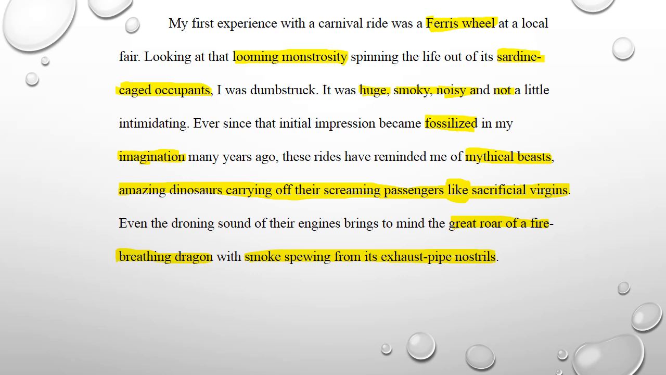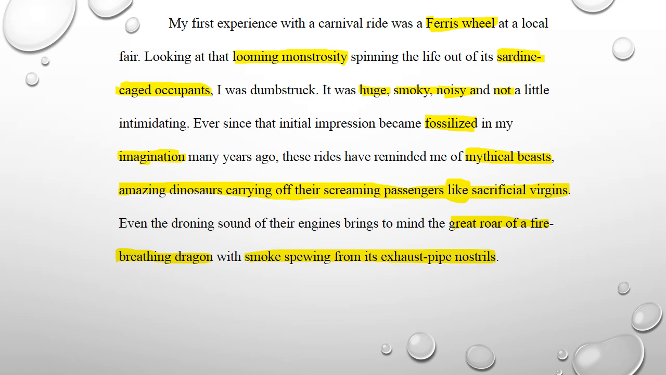So, I mean, here you have this monstrosity, and he further describes it to you by saying it was huge, smoky, noisy, right, and intimidating. Ever since that impression became fossilized in my mind. Now here he could have said, ever since this happened, or ever since I remember this, but he says that it became fossilized in his imagination.